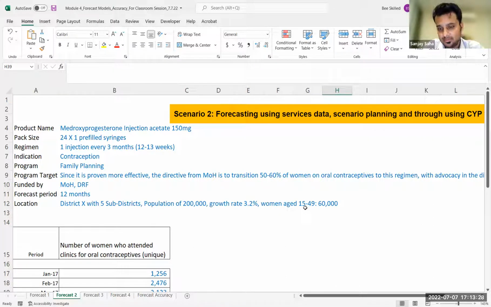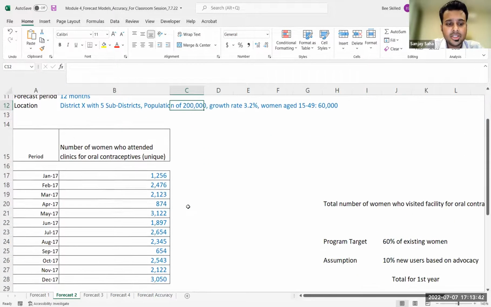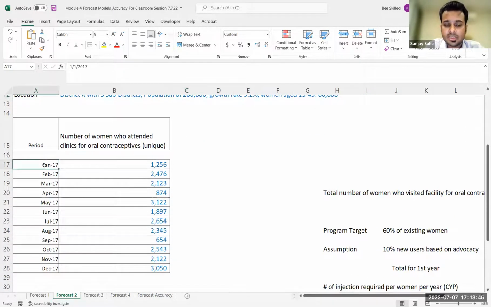We also have a bit more data: the number of women between the ages of 15 to 49 is 60,000 out of a 200,000 population of District X. So not everyone is a woman in the age of 15 to 49, but only 60,000. The data that we have is of 1 year, January 2017 to December 2017. The data is about the unique number of women. Women may go again and again, but this is the unique number of women who attended clinics in the different sub-districts of District X to receive oral contraceptives. So, different numbers in different months.